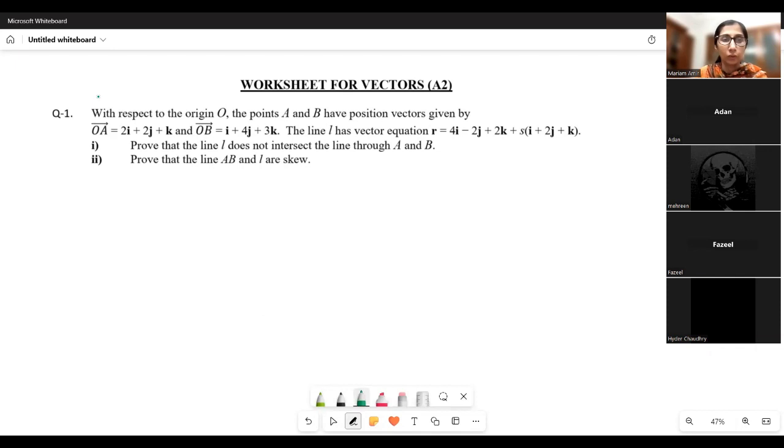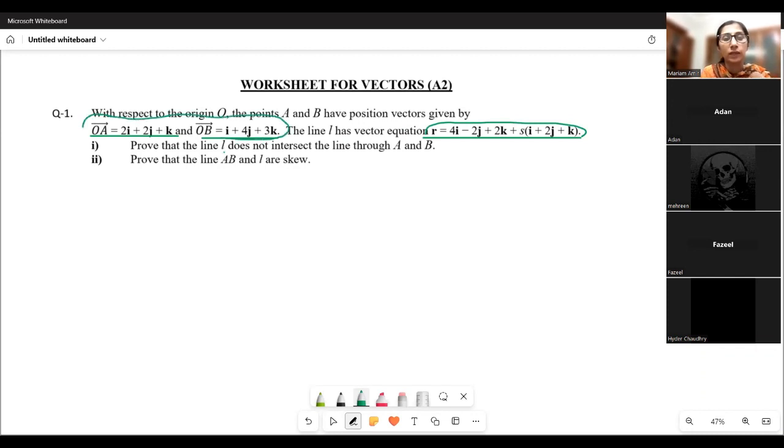All right. So with respect to the origin O, points A and B have position vectors given by OA and OB. Line L has a vector equation, this. Prove that the line L, which is given right here, r equals all of that, does not intersect the line passing through AB.